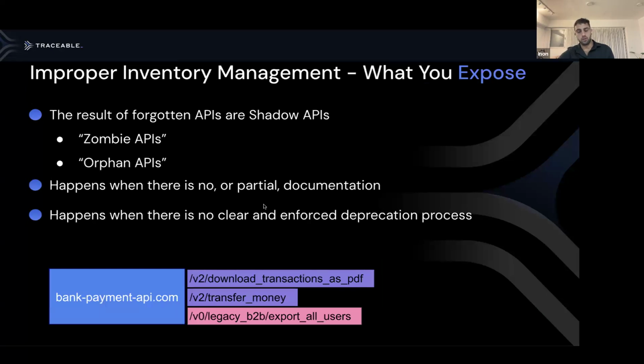One example of improper inventory management would be if you have a banking payment API that has 3 different endpoints. You have the V2, download transactions PDF, and this is documented. You can find documentation. It's okay, the developers know the purpose of this endpoint. But then you have an endpoint like V0, legacy, B2B, export all users. This endpoint has no documentation. If you ask the developers, they don't know what the purpose of this endpoint is. They might not even know which team is responsible for it. This is one example of improper inventory management, where you just have endpoints with no documentation that you just don't know about. Some companies might refer to this problem as zombie APIs or orphan APIs.